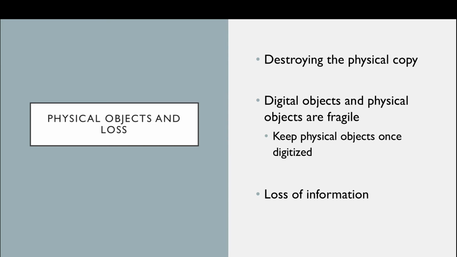In one of the articles I read regarding this topic, it said to keep physical objects once they've been digitized. This can be an issue for some museum archives because of the limited physical space, which may be why they're digitizing the object in the first place. Now, if it is possible to have both a physical and digital copy, that would be the best for long-term preservation. But like I said before, that's not always the case.